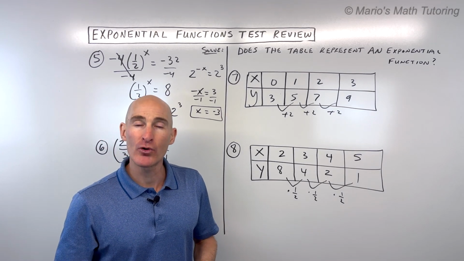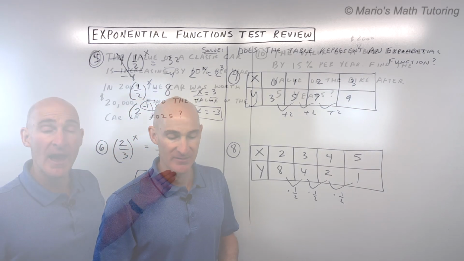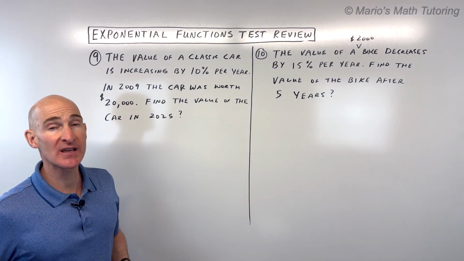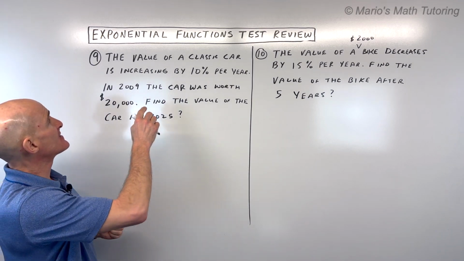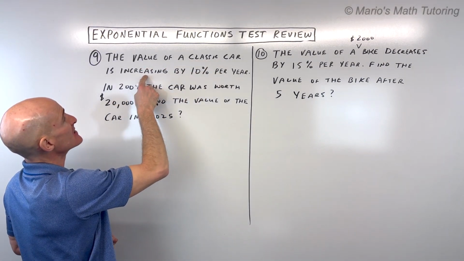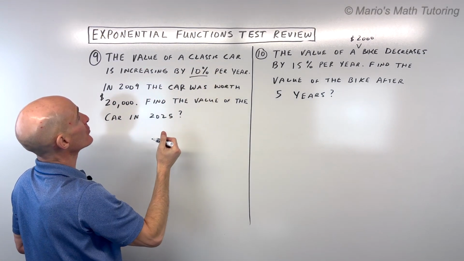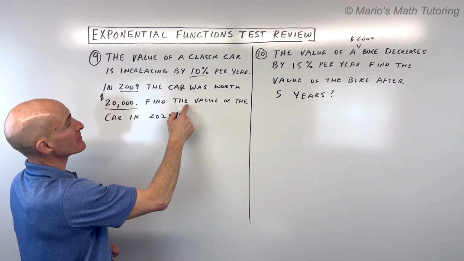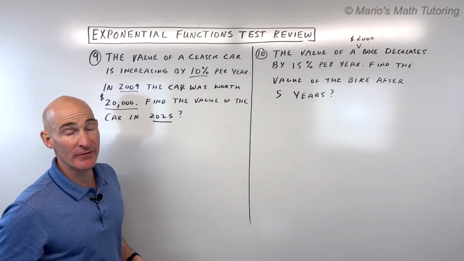Let me erase the whiteboard. Let's do the next group of problems. Number 9 and number 10, we have a couple of word problems. Let's see if we can read these and see if you can do these on your own. So for number 9, it says the value of a classic car is increasing by 10% per year. In 2009, the car was worth $20,000. Find the value of the car in 2025.